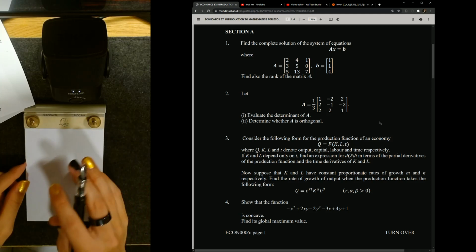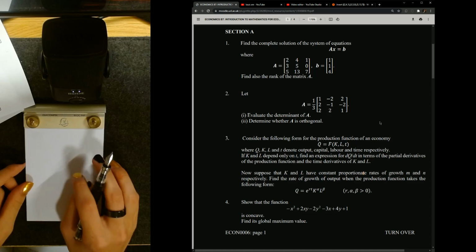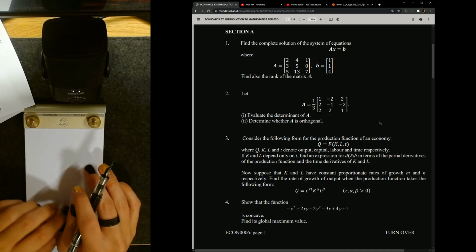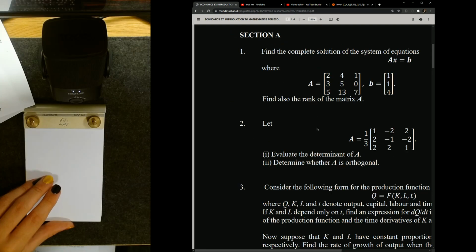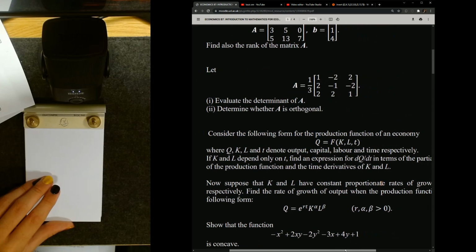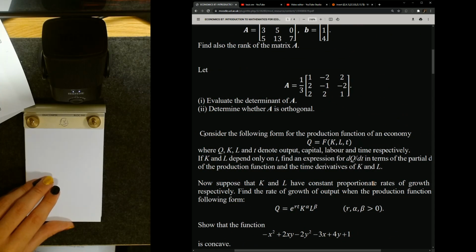Apologies. I figured out that I was wrong on this in the first lecture this week, just about proportional rates. Let's just quickly zoom in on that. So it's saying, consider the form for the production function of an economy. We've got that, where Q, K, L denote output, capital, labour and time respectively. If K and L only depend on T, find an expression.